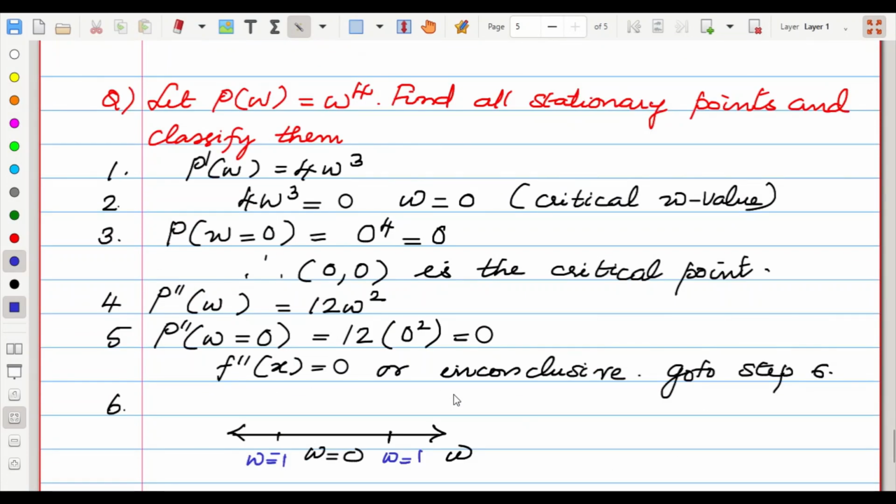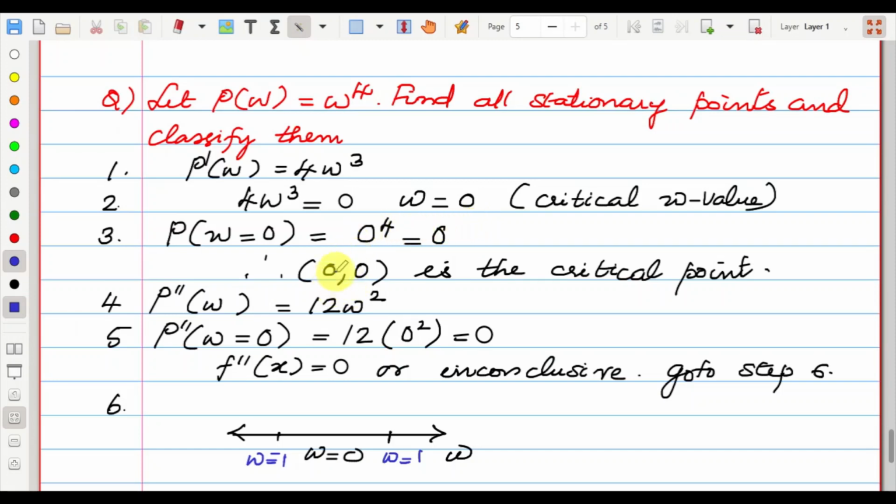Next, one more question. Let P of W equal to W raised to 4. Find all stationary points and classify them. First derivative P dash of W equals, differentiating W raised to 4, 4W cube. Equating it to 0, we get the value of W equal to 0. This is the critical W value. Substituting W equal to 0 in P of W equal to W to the 4, we get 0.